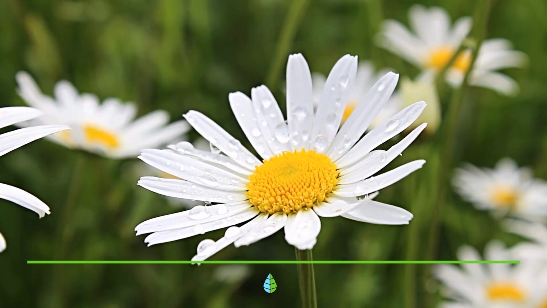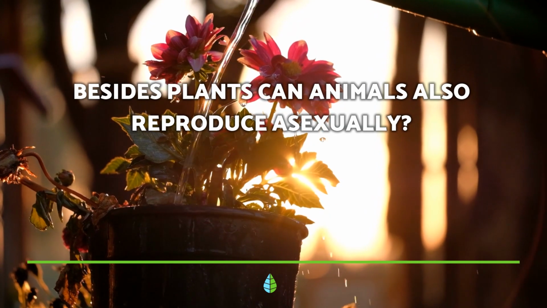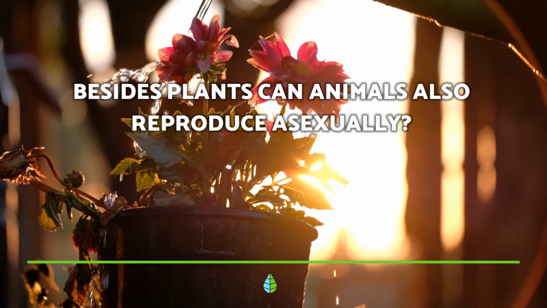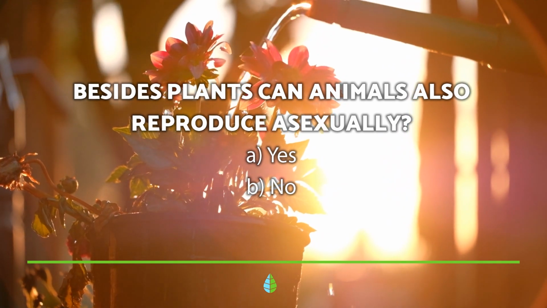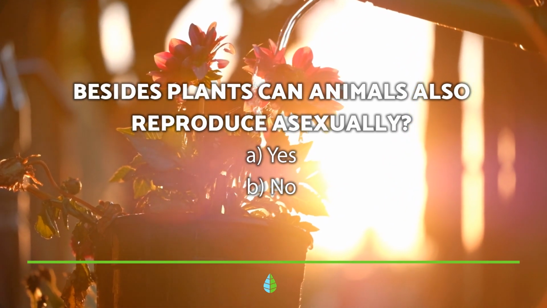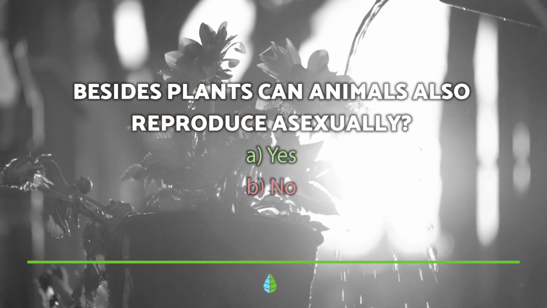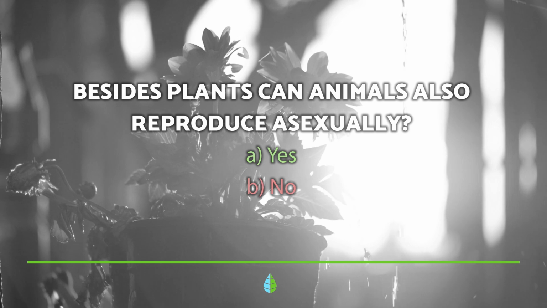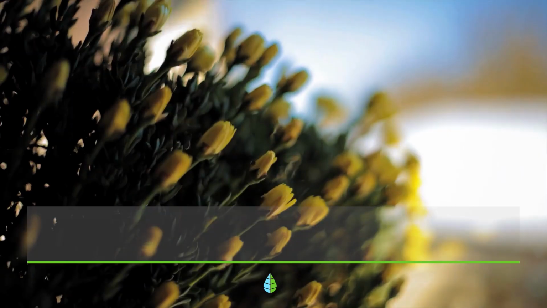Before we continue, we want to put you to the test. Besides plants, can animals also reproduce asexually? Is it A, yes, or B, no? Have you thought about it? The correct answer is A. There are some animals that are capable of reproducing asexually, such as snakes, worms, and starfish, among others.